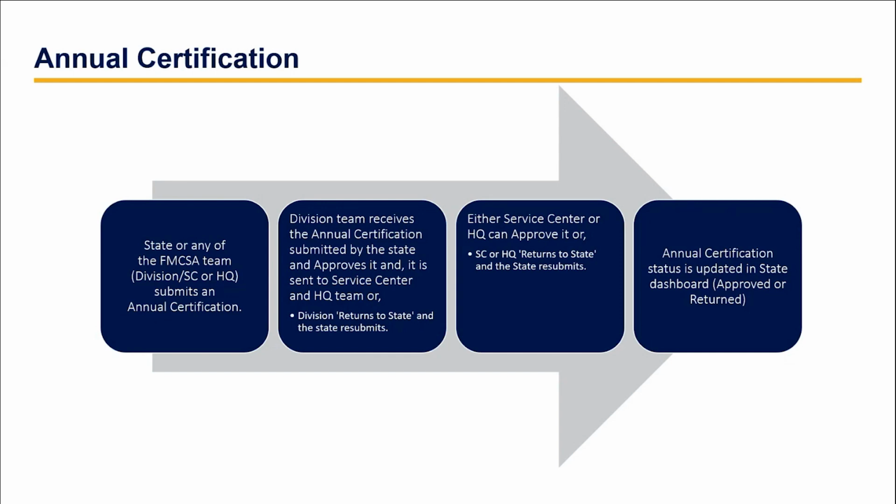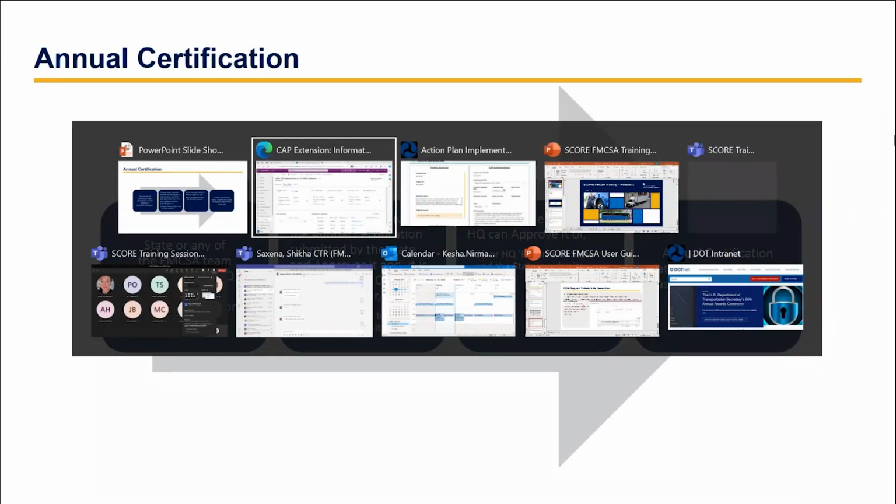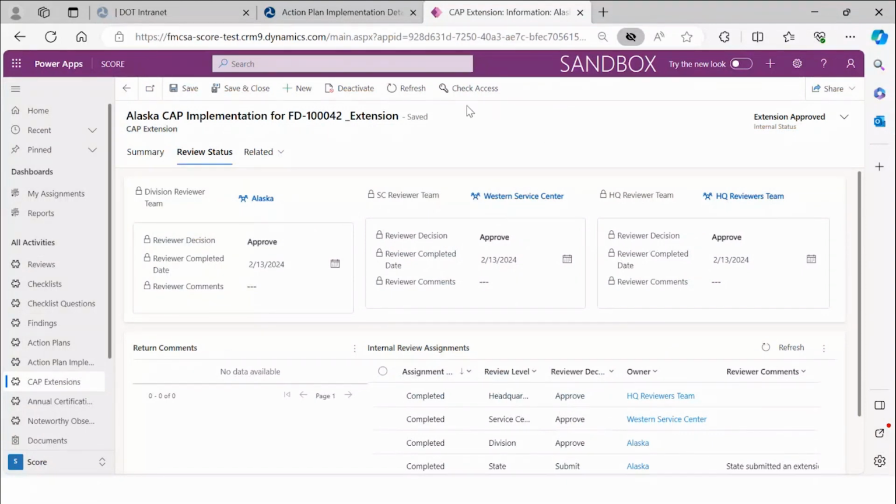The next step in the workflow is either service center or HQ can approve it or they can return it to the state back and the state has to resubmit it. Once it is approved, the annual certification status is updated in the state dashboard as approved or returned. All right. So I'm going to show this process again in the application.